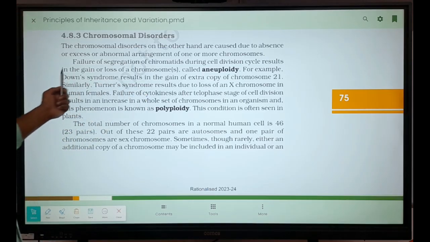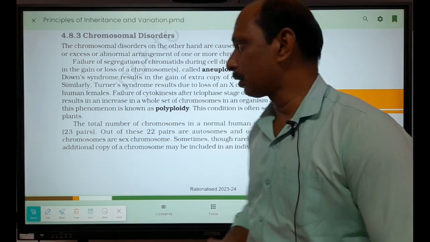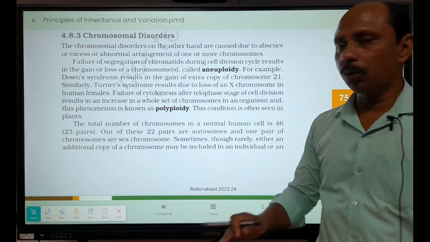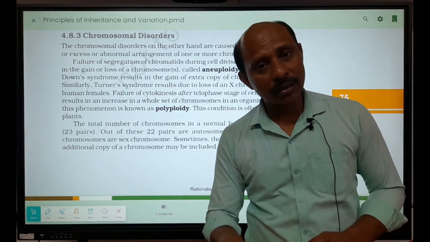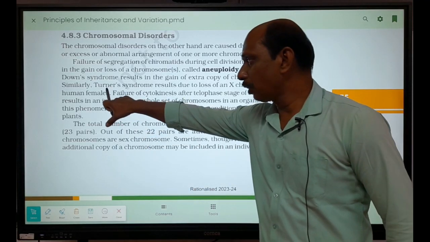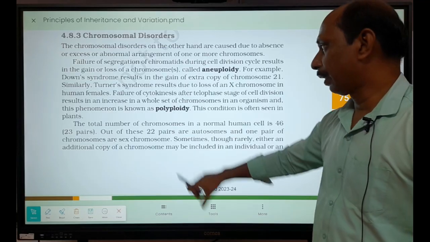For example, Down syndrome results from the gain of an extra copy of the 21st chromosome. 21st means Down syndrome. Similarly, Turner syndrome is due to the loss of an X chromosome in the 23rd pair, X0. So Turner syndrome shows monosomy. Down syndrome shows trisomy.